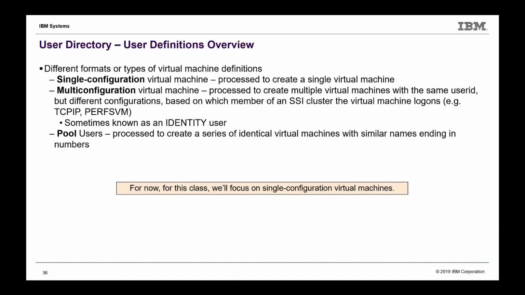Then also another flavor that isn't used a whole lot, but is pretty handy, especially for testing, and we may use this, are something we call pool users. So you define a pool user once, and then it's just a series of identical virtual machines. And so I think I have an example of this on another chart.